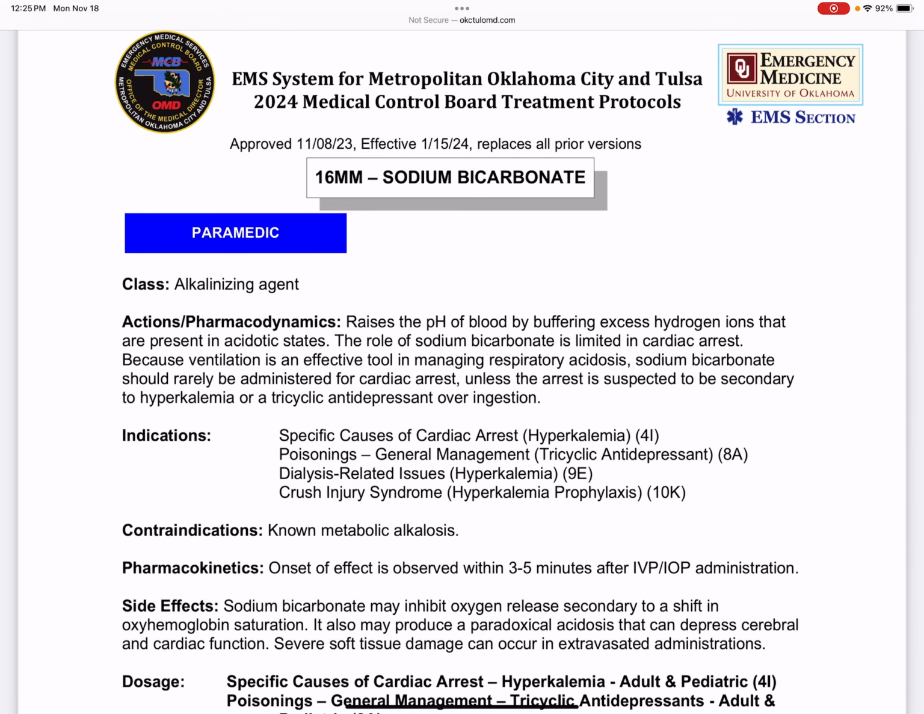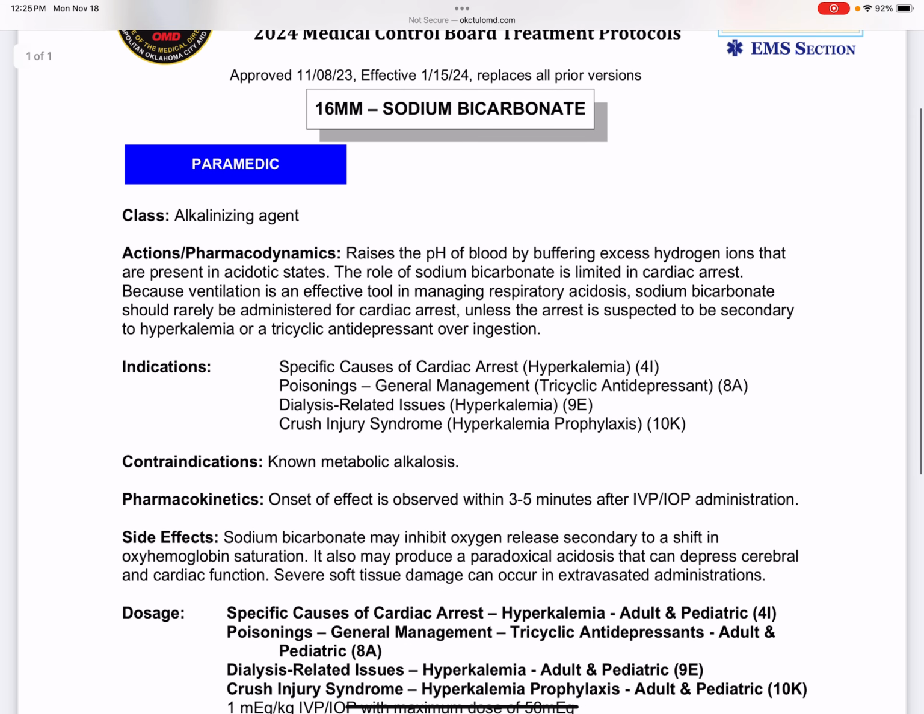Section 16mm, sodium bicarbonate. Sodium bicarb is an alkalizing agent. It raises the pH of blood by buffering excess hydrogen ions that are present in acidotic states. The role of sodium bicarbonate is limited in cardiac arrest.